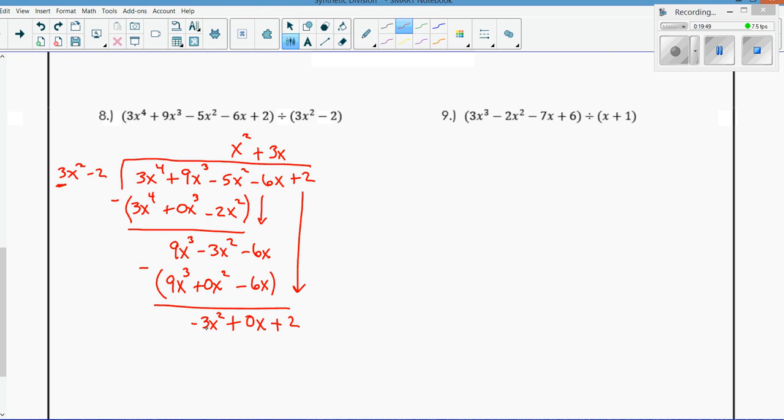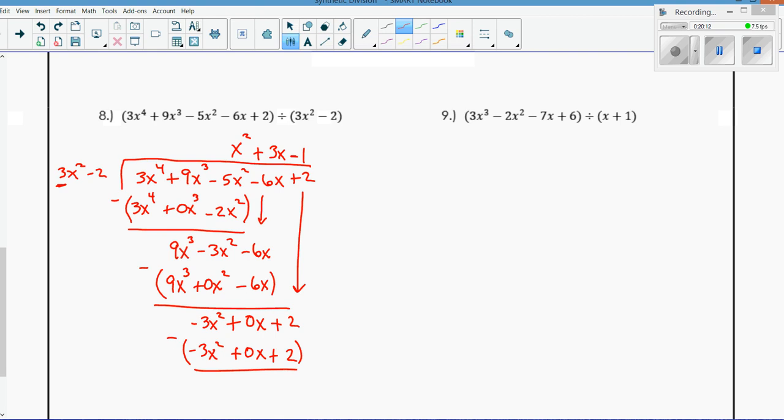Again, yesterday, if that was a 3, I just went up and put a 3. In this case, though, I don't need a 3. I need a negative 1. Negative 1 times 3x squared is what gives me negative 3x squared. And then negative 1 times negative 2 is what gives me 2, which gives me a 0x here. That's a positive 2.